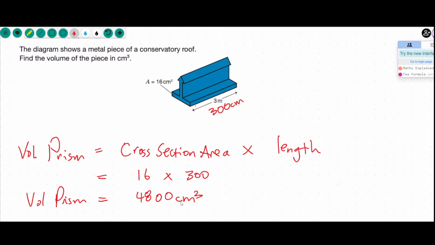But there you go. 4,800 centimeters cubed. So it's just a little introduction. You've got to know your prisms, right? You've got to know how to work with prisms when we get to the later ones.